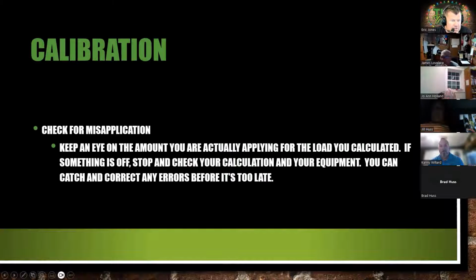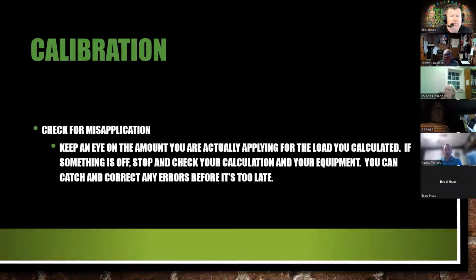And so with calibration, again, check for misapplication. Keep an eye on the amount that you're actually applying for the load you calculated. And if something is off, stop and check your calculation and your equipment. You can catch and correct any errors before it is too late. So again, calibration is key for your technicians out there.